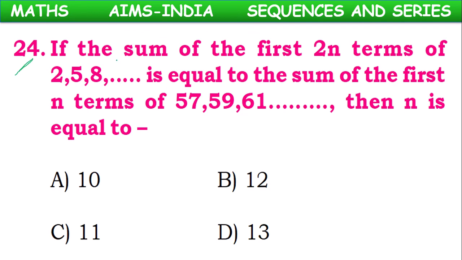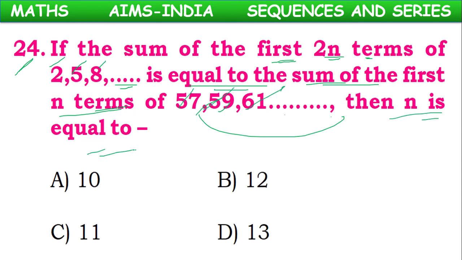Next one, 24th. If the sum of the first 2n terms of 2, 5, 8 and so on, this sequence, is equal to the sum of the first n terms of another sequence, 57, 59, 61 and so on, then n is equal to what? Sum of 2n terms of the first series equal to sum of n terms of the second series. Then what is the value of n?